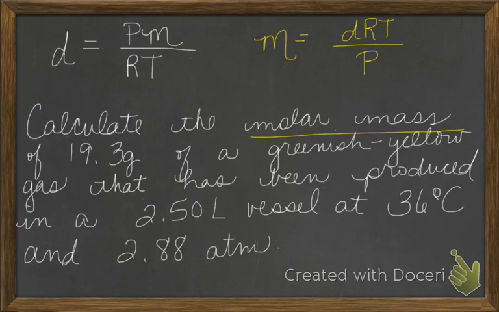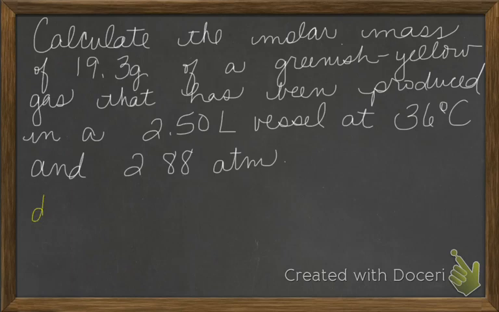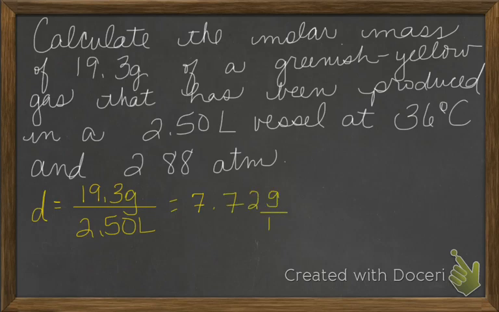We know what R is. We know that the temperature is 36 degrees Celsius. We can easily convert that to Kelvin. The pressure is already given to us in atmospheres. So what is D? We're not given the density of the gas, but density is still mass divided by volume. And so we know for D that the mass is 19.3 grams and that the volume is 2.5 liters. And so we can calculate the density, and we'll have that the density of this gas is 7.72 grams per liter.